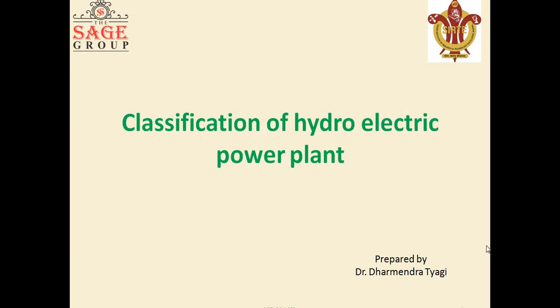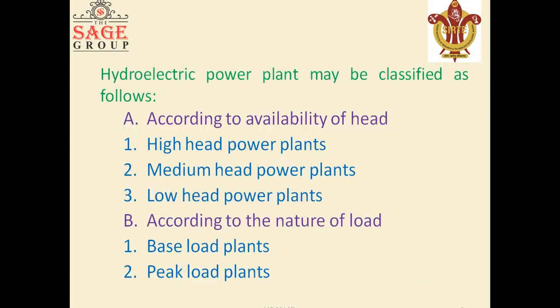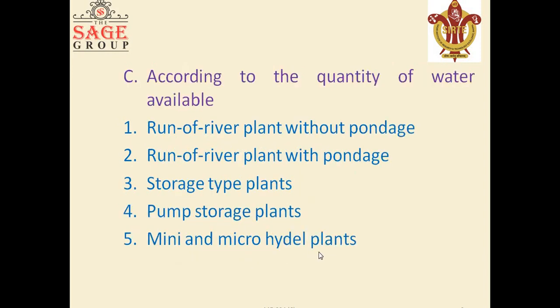Hi students. Today we are going to discuss the classification of hydroelectric power plants. These are the classifications. The first one is according to the availability of head: a high head power plant, medium head power plant, and low head power plant. The second one is according to the nature of load: a base load plant and peak load plant.